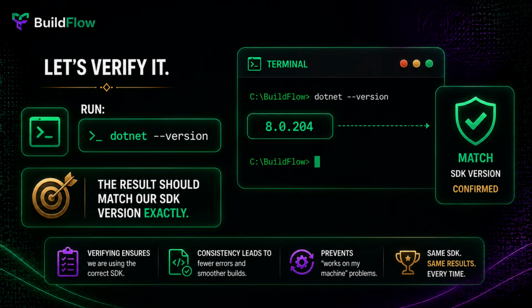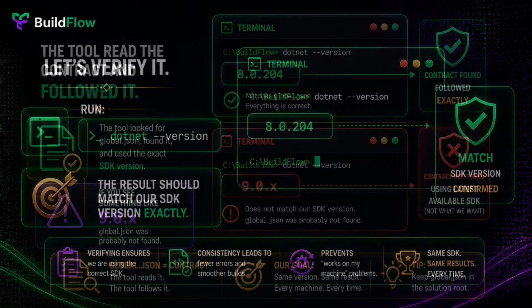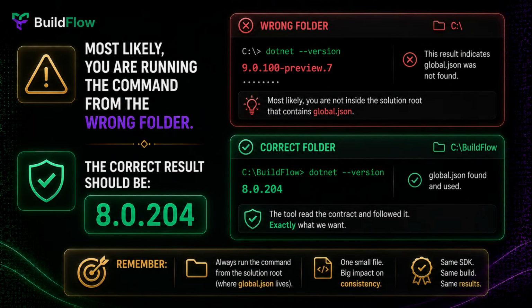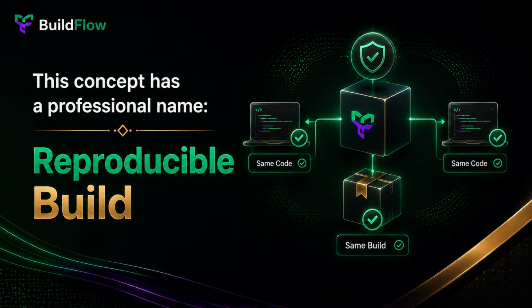Let's verify it. Run dotnet --version. The result should match our SDK version exactly. The tools read the contract and followed it. If you see something like x.9.0, global.json was probably not found. Most likely, we are running the command from the wrong folder. The correct result should be 8.0.204. The concept has a professional name, Reproducible Build.